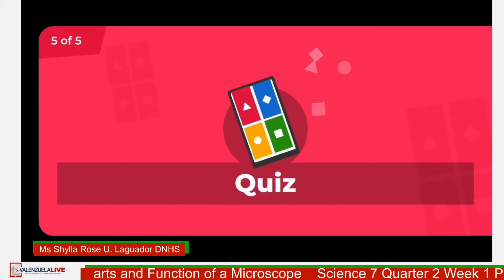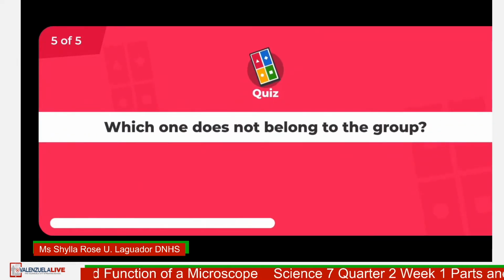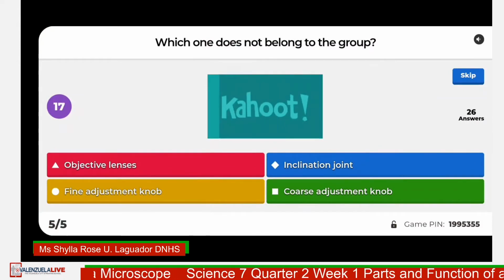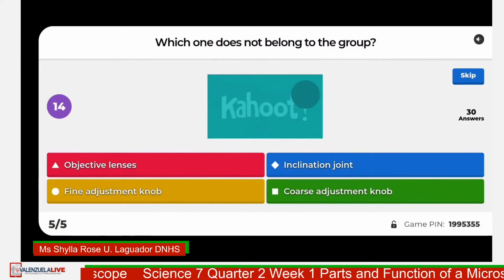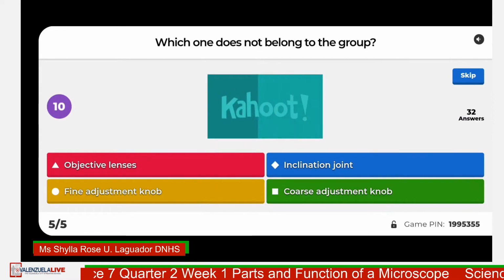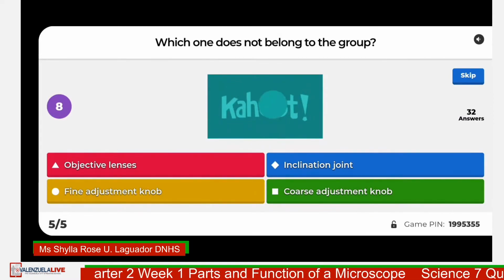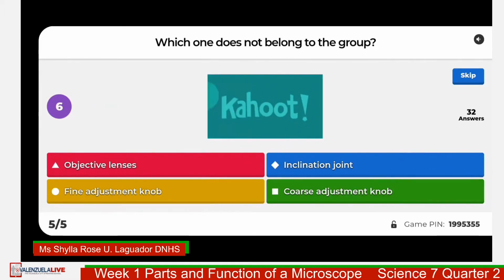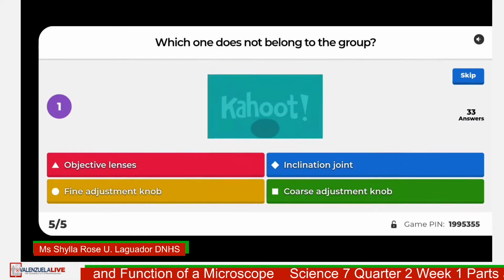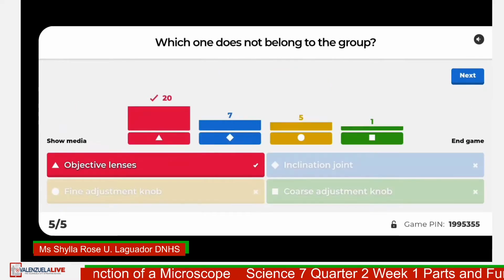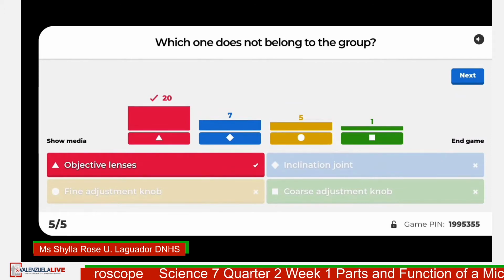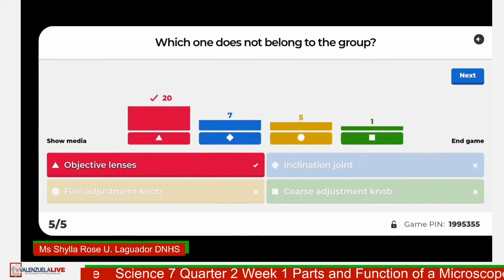Okay? So now let's proceed to the last one. Which one does not belong to the group? Is it red for objective lenses, yellow for fine adjustment knob, blue for inclination joint, or green for coarse adjustment knob? So, the correct answer is red, objective lenses. It is the only magnifying part. The rest are mechanical parts.